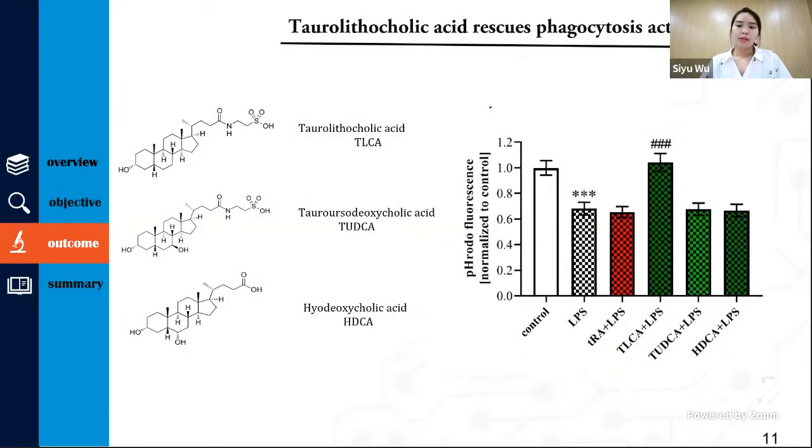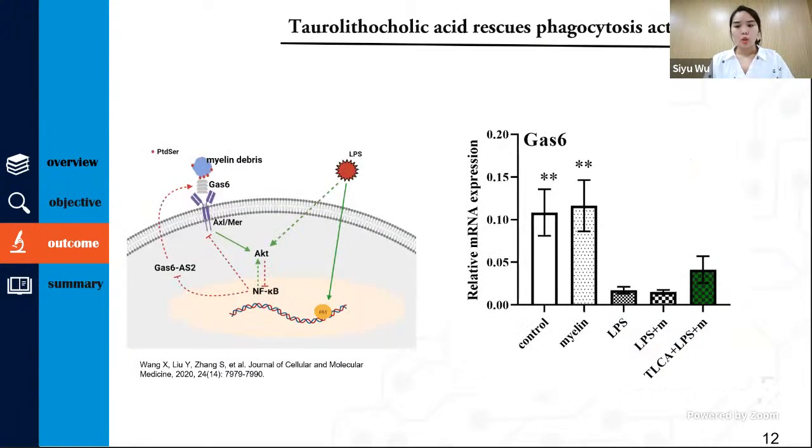We tested three kinds of bile acid in the inflammatory conditions of the myelin phagocytosis process. Only TLCA rescued the myelin phagocytosis under inflammatory stress. To explain this effect, we did several tests as part 2.